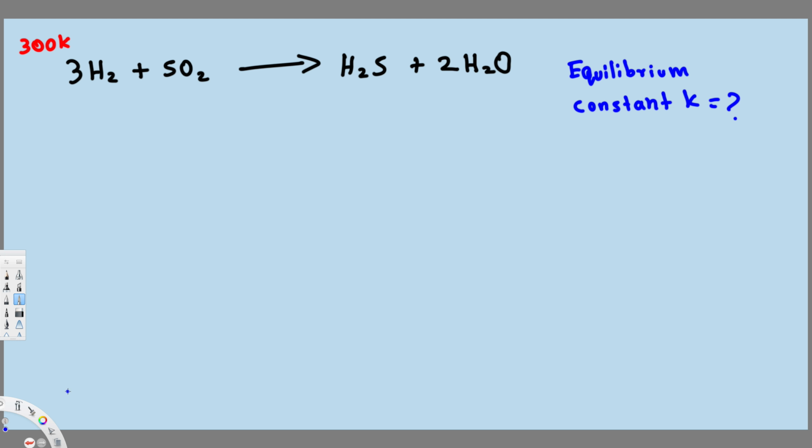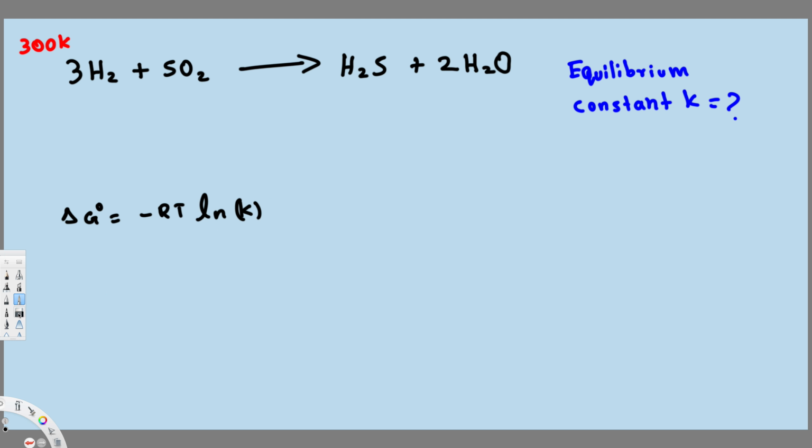Let's do this problem right here. This question is asking to find the equilibrium constant. So whenever we have an equation like this, and they ask for the equilibrium constant, we use this equation, that is delta G reaction is equal to minus RT ln K, right? So this is the one we are going to use.